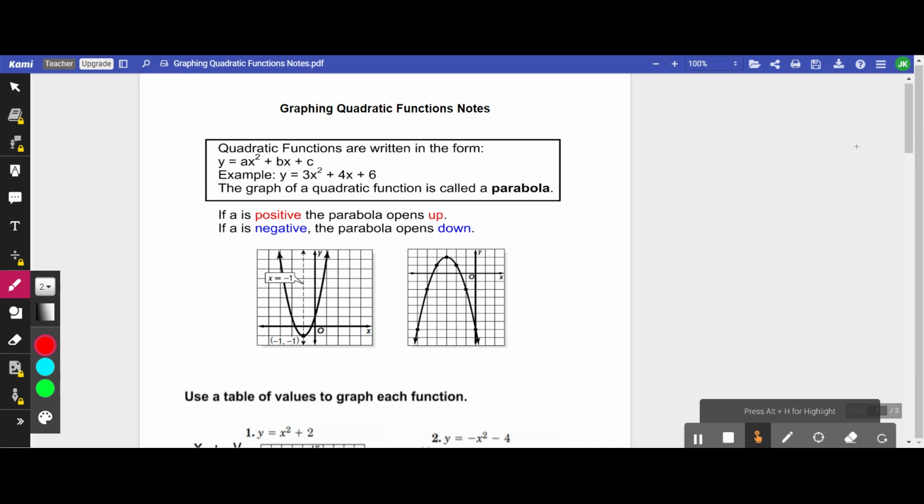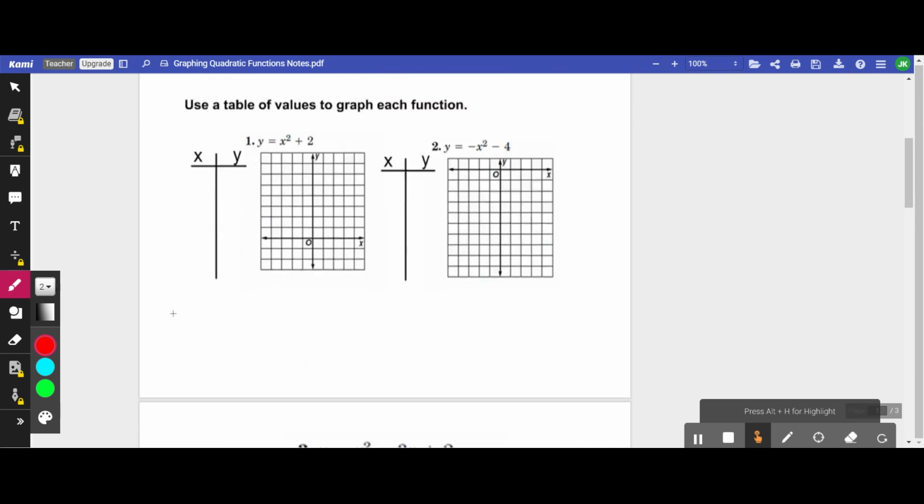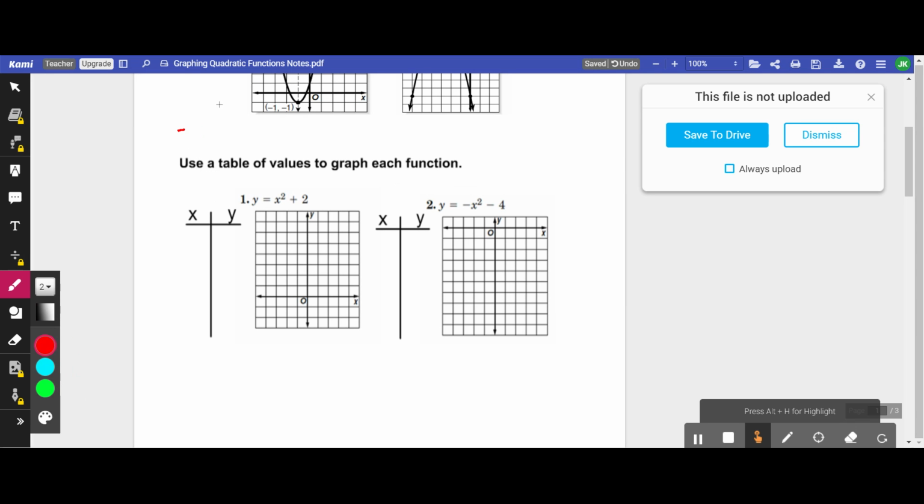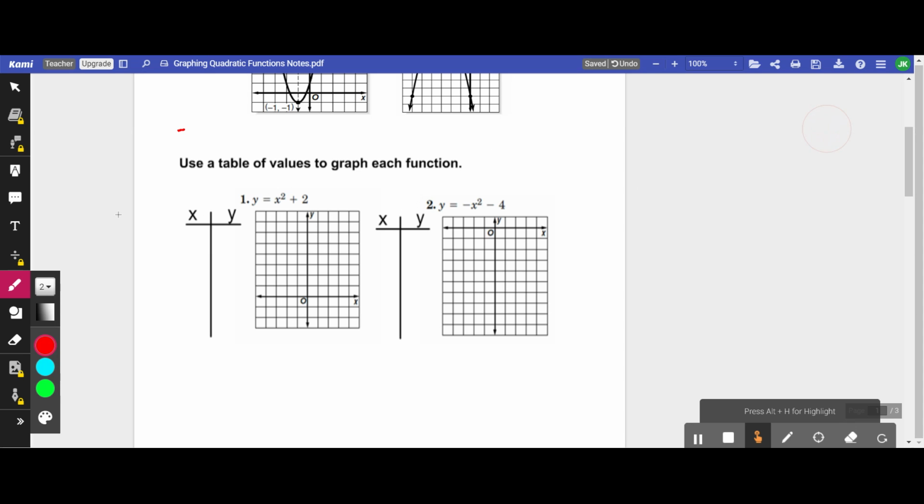And so when you graph these, we're just going to start by subbing in values. When you're graphing them, I would start with -1, 0, and 1 for your x's. So I would start with -1, 0, and 1, and then you can see which way your graph is headed, and then you can choose what values you want to sub in next.